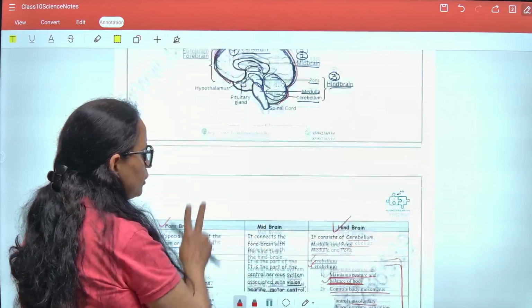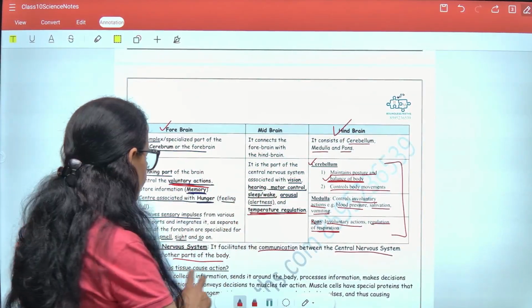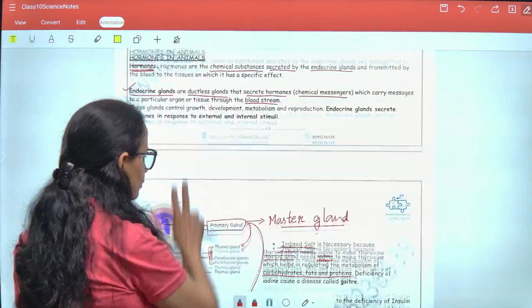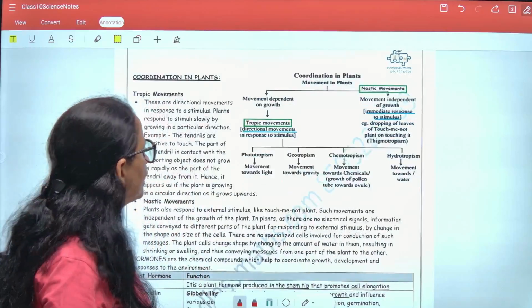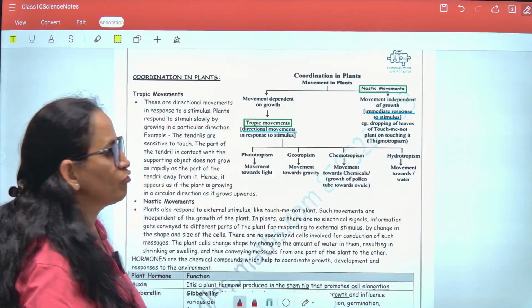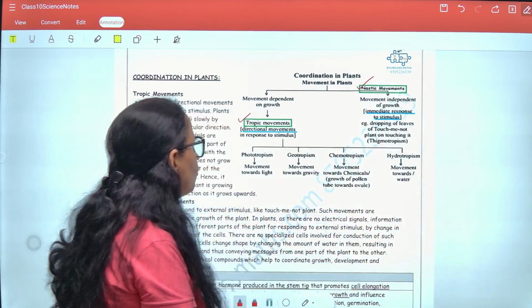We have covered coordination in animals, both the endocrine system and the nervous system. Now we'll move to coordination in plants. Okay. Now in plants we have two types of movements. First is the tropic movements, second is the nastic movements. What are tropic movements?